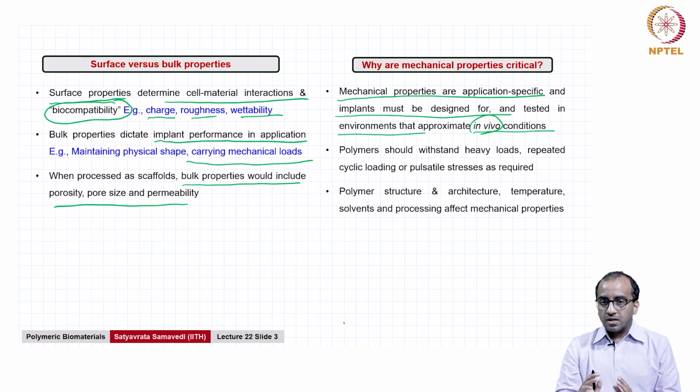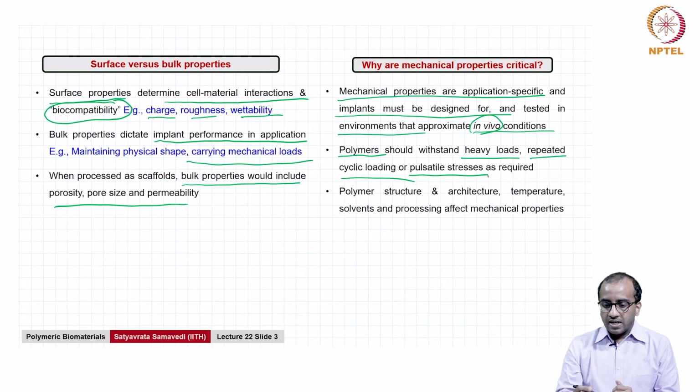Another important aspect to keep in mind when you look at mechanical properties is that many polymers that we use should be able to withstand different kinds of mechanical forces. For example, there could be heavy loads depending on where you are implanting it and what the application is. There could be repeated cyclic loading. If you are thinking about ligament replacement, for example, or ligament reconstruction, you are going to have back and forth cyclic loading, right. Is your material suitable for that application? Or if you are making small diameter vascular grafts or vascular access grafts, can your material withstand pulsatile stresses because of the blood flow? So, all of these things have to be deeply looked at.